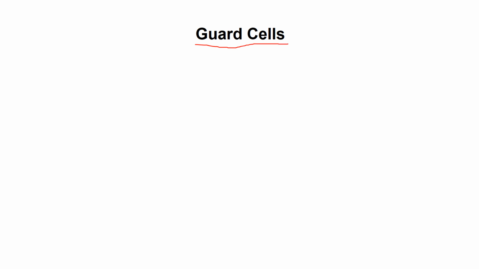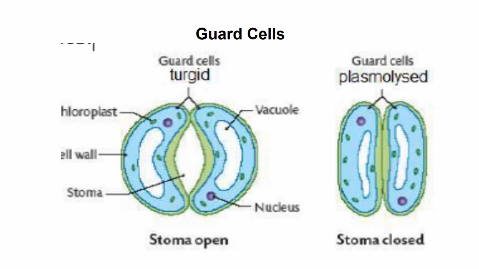We also have what we call the guard cells. The guard cells in the plant. This is how a guard cell looks like. When you see such a diagram and they ask you, what is it? This is a guard cell. A guard cell is responsible for opening and closing a part called the stoma.